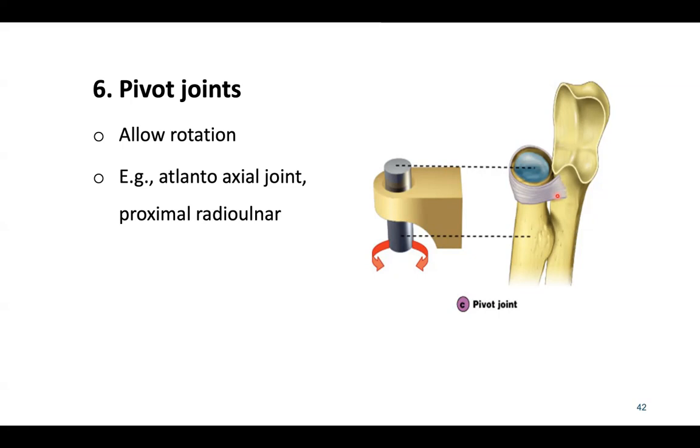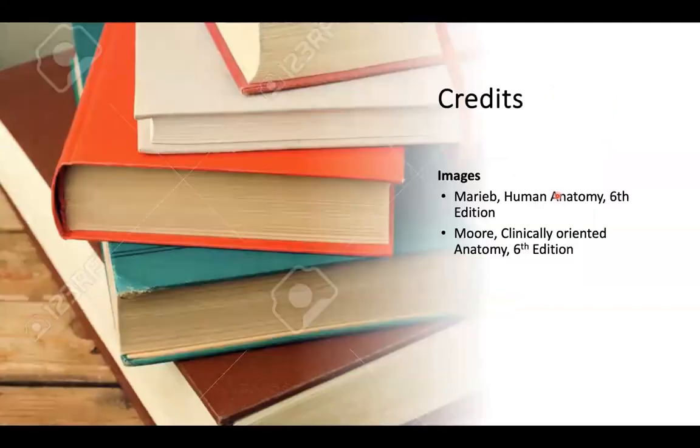So structurally, we have 3 types of joints. We have fibrous, where the bones are attached by fibrous tissue. Cartilaginous, where the bones are attached by cartilage. And synovial, where the bones are attached by a joint cavity. So that's all about the classification of joints.